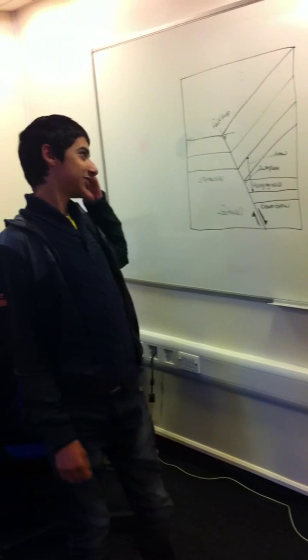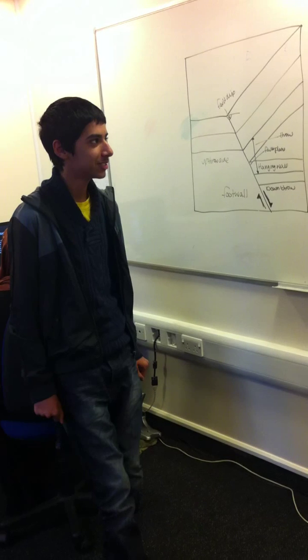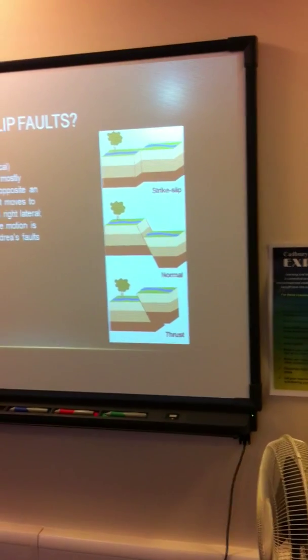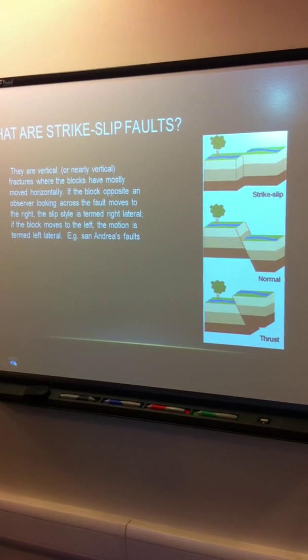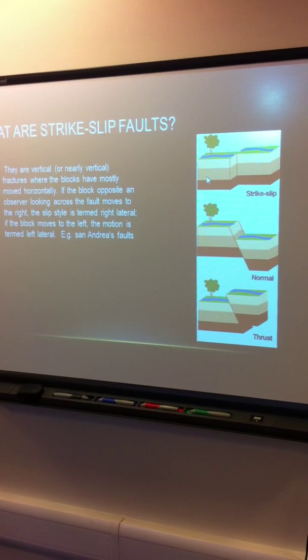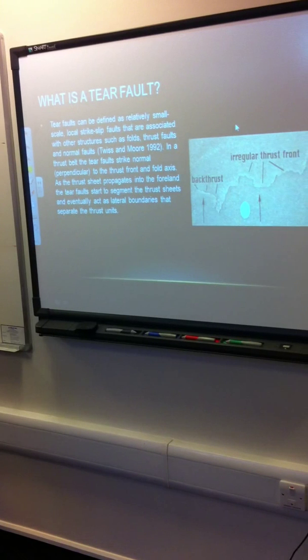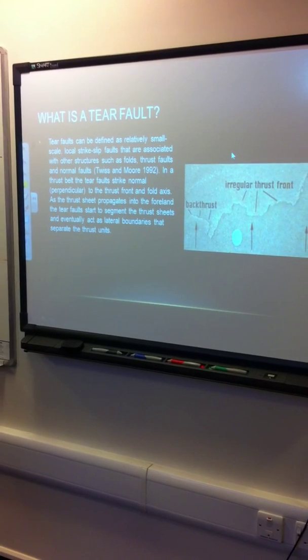I'm going to be talking about strike-slip faults. Strike-slip faults are vertical fractures where the blocks have moved horizontally, which is the one at the top. The tear fault is a vertex.